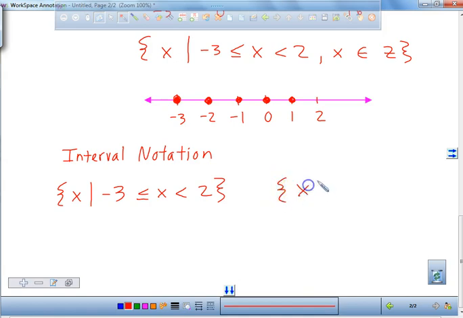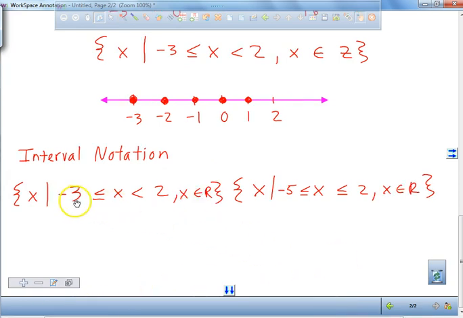I'm going to say set of all x values such that x is less than or equal to 2, but only greater than or equal to, we'll say, -5. Okay? So let's say we have set builder notation. We wanted to change that into interval notation. Okay? So I'm going to pause it real quick and we'll get started. All right. So all the values between -3 and 2, including the -3, but not including the 2.